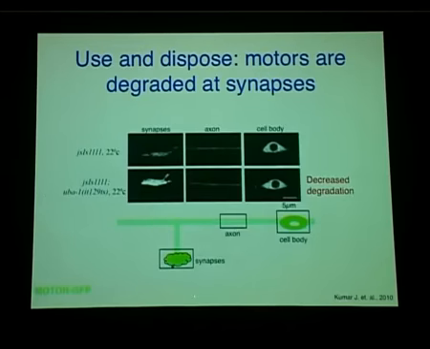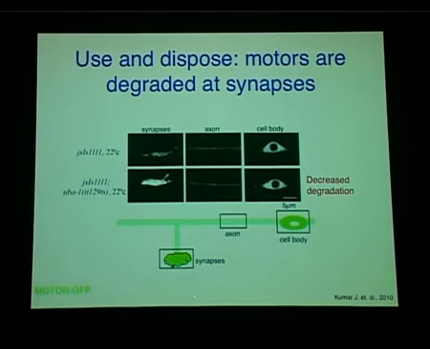So let's just do a simple thought experiment. You have the motor cargo complex, it comes to the synapse, it delivers the cargo, motor is released. What happens to the motor? Does it stick around? And that's, in fact, what many people have proposed, that the motor sticks around, diffuses back to the cell body, and then gets reused again.